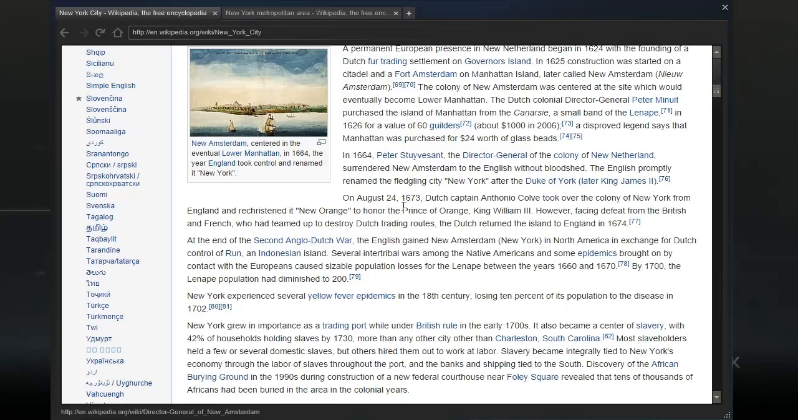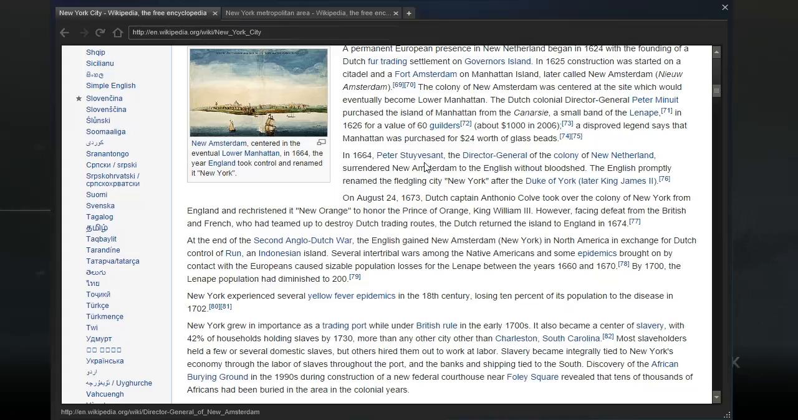On August the 24th, 1673, Dutch Captain Antonio Covey took over the colony of New York from England and rechristened it New Orange to honor the Prince of Orange, King William III. However, facing defeat from the British and French who had teamed up to destroy Dutch trading colonies, the Dutch returned the island to England in 1674.